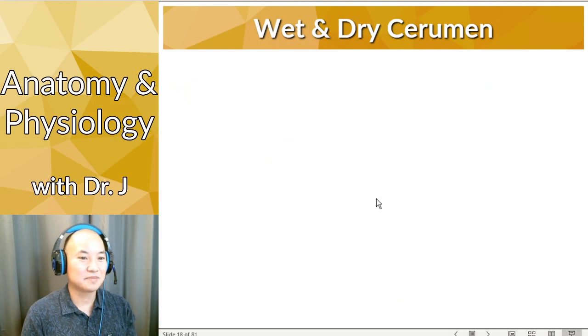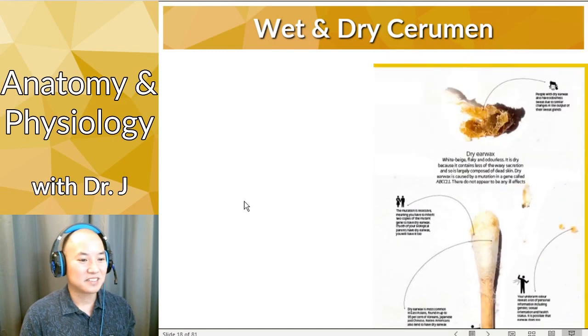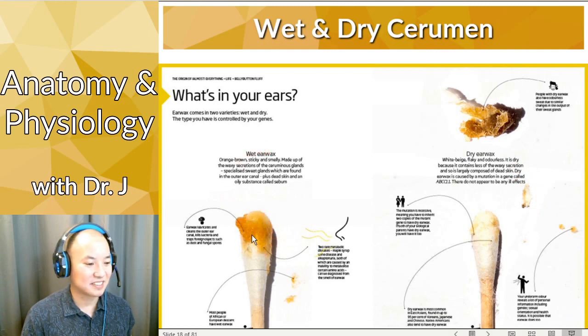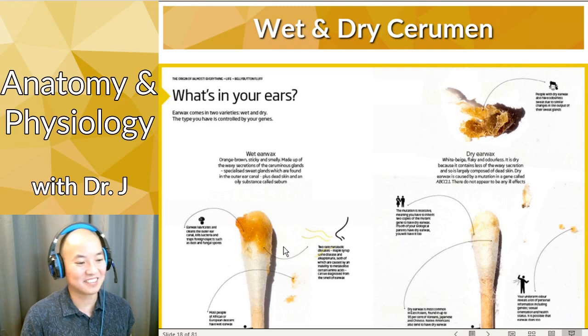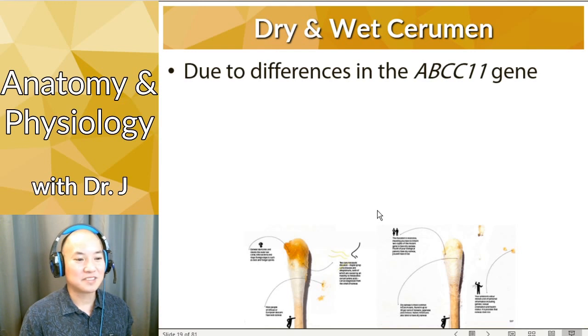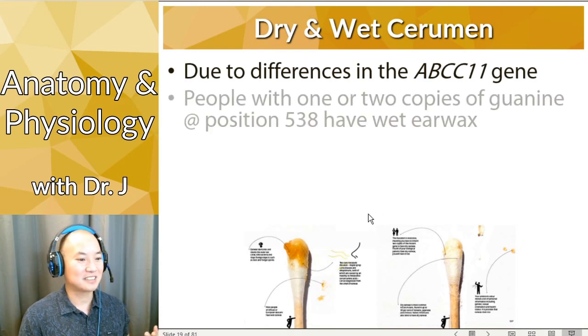So cerumen, or earwax, can actually have different consistencies: wet and dry cerumen. If you have very flaky cerumen like this example right here, you have the dry type of earwax. It looks kind of like skin flakes. But if your earwax tends to be very wet and sticky with a honey-like consistency, that's wet cerumen. And the cool thing about wet versus dry cerumen is that it's determined by differences in a gene. So it's due to genetics.